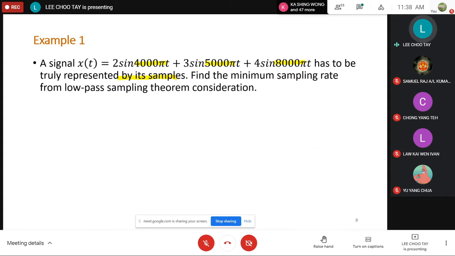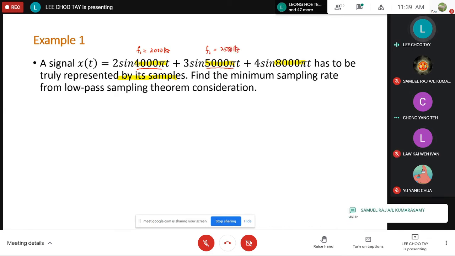So again, from the equation, you should be able to tell what your frequency is, right? So here, what is your frequency? f1 equals 8,000 pi over 2 pi, which gives you 4,000 hertz, isn't it? And what is your frequency here? 2005, right?